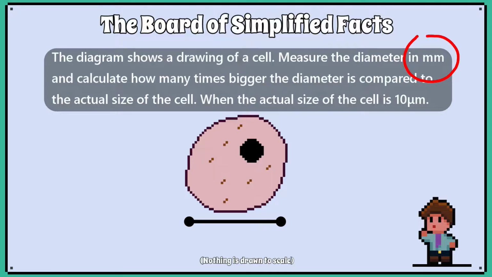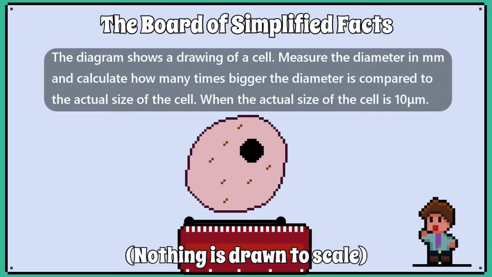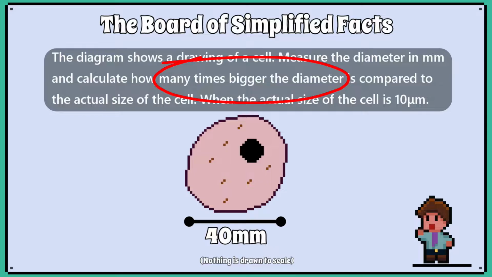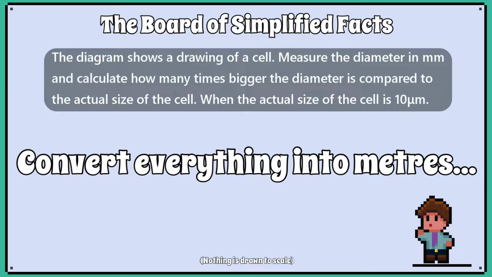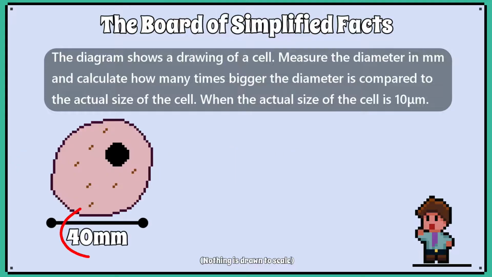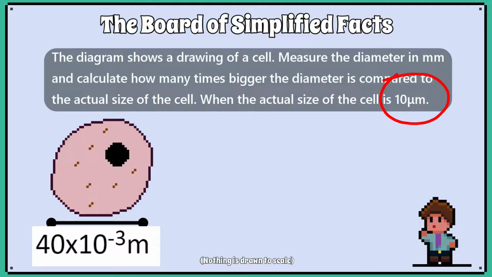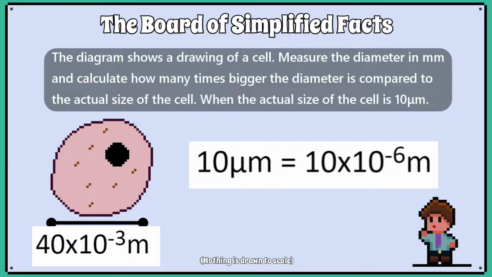We look at the units it wants the ruler measurement in. It is in millimeters. We measure the drawing and it is 40 millimeters across. Now it asks us how many times bigger the drawing is compared to the actual size of the cell, which is only 10 micrometers across. So we first convert our units so they are all in meters. So 40 millimeters is written as 40 times 10 to the negative 3 meters, and 10 micrometers is written as 10 times 10 to the negative 6.